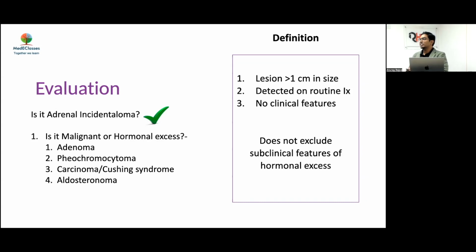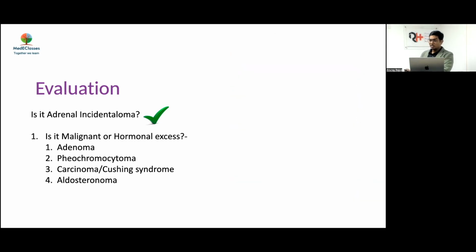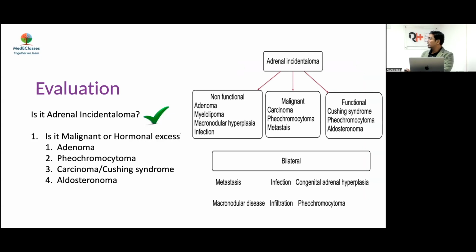If it is a benign lesion, then we don't have to worry unless and until it is more than 4 centimeter. But if it is less than 4 centimeter and it is malignant or the benign lesion has hormonal excess, then we have to treat this cause immediately. So by seeing the flow chart of the adrenal incidentaloma, there are 4 different categories. Here the lesion was unilateral.